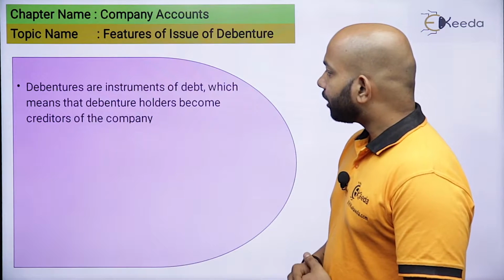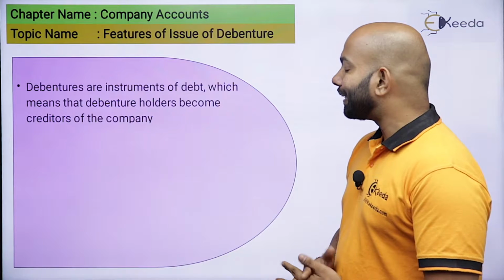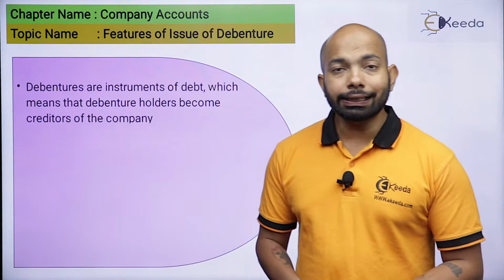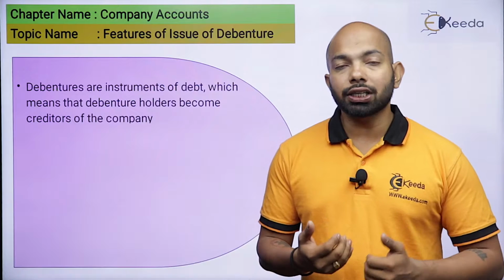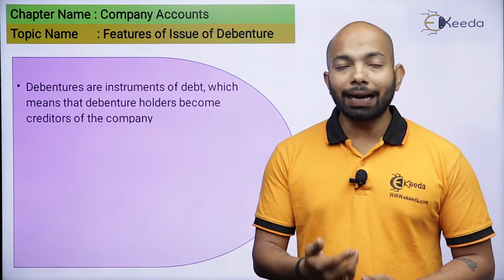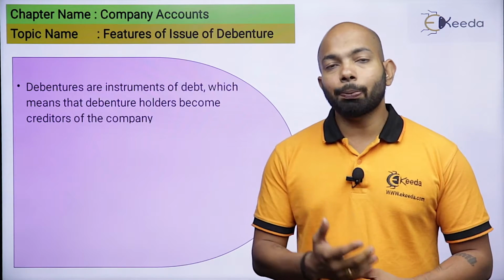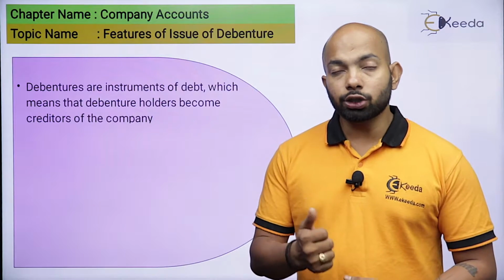Debentures are instruments of debt, which means that debenture holders become the creditor of the company. As rightly said, debenture is a loan that is provided to the company by the debenture holders. So that is basically a credit instrument here. Let's go on to the next point.